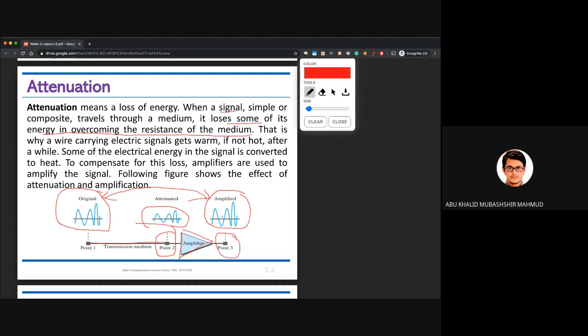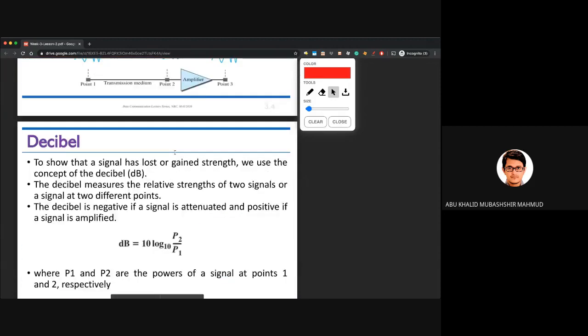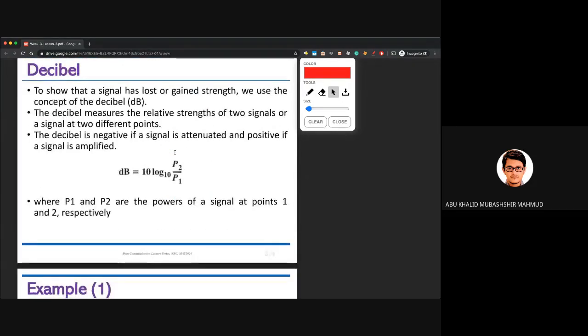So if you are asked about why do we need to use the amplifier, because we need to compensate for this loss, so we need to amplify the signal to prevent attenuation. That should be your answer. I hope you get that. Now let's move on to the next topic, decibel.